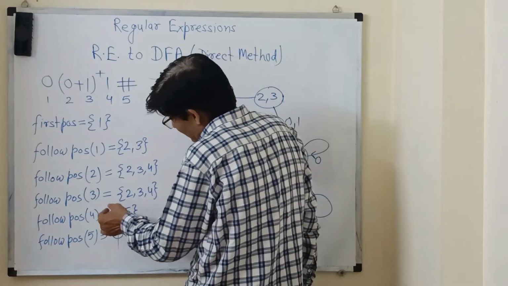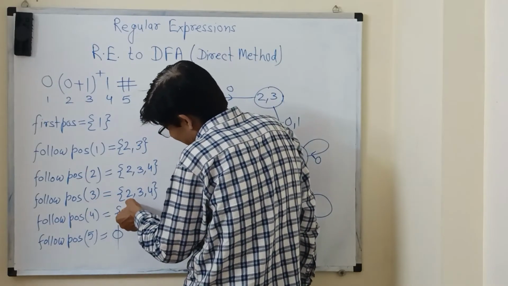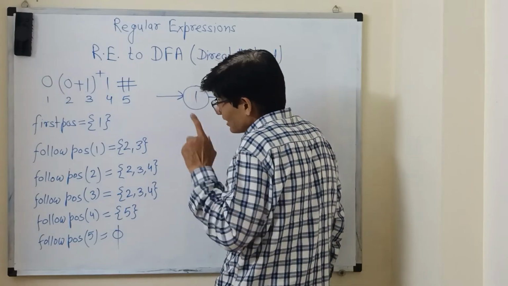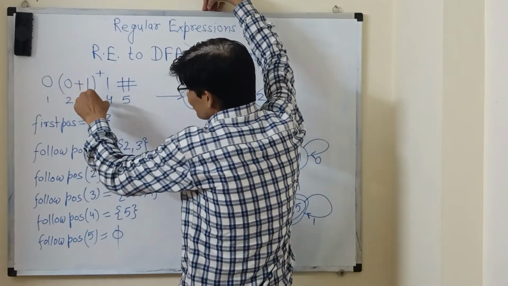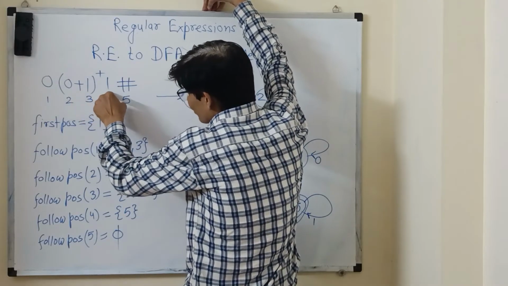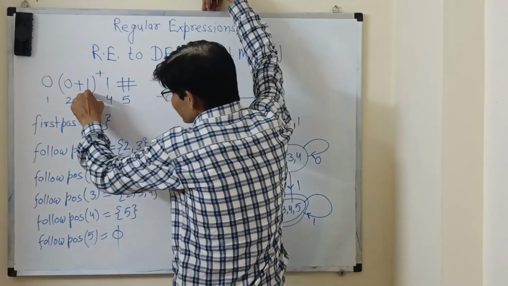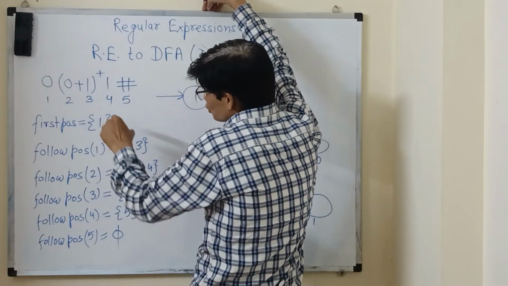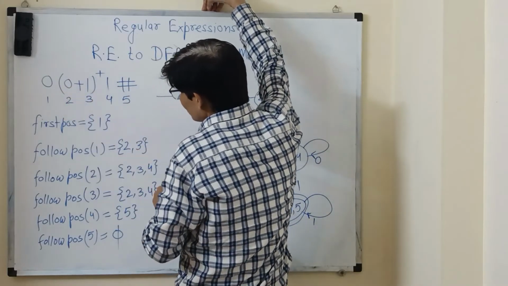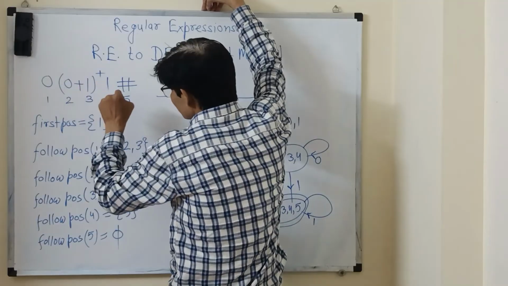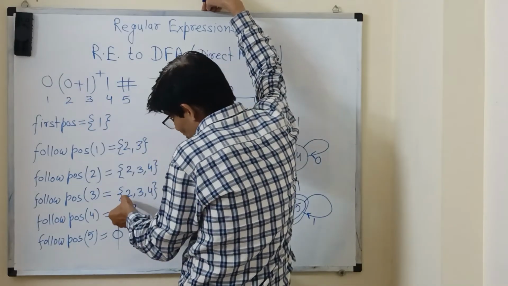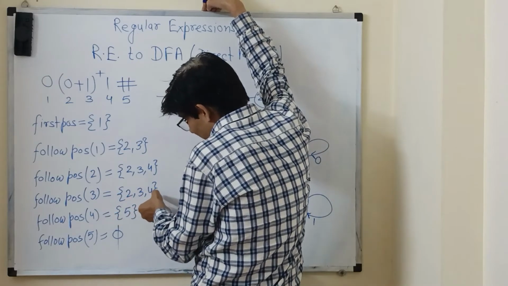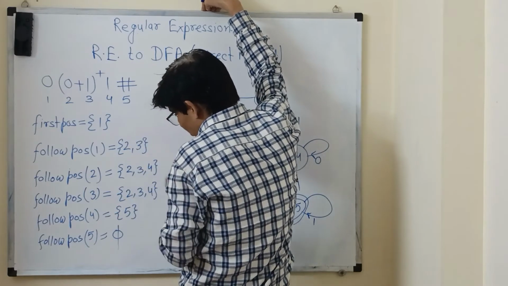In the same way, we can have follow of 3 as 2, 3, 4 again. Now how? If we generate only 1 from this positive closure, then 3 will be followed by 4. If we generate 1, 0 from this positive closure, then 3 will be followed by 2. And if we generate 1, 1 from this positive closure, then 3 will be followed by 3 itself. So all three symbols will be there in the follow of 3 also.